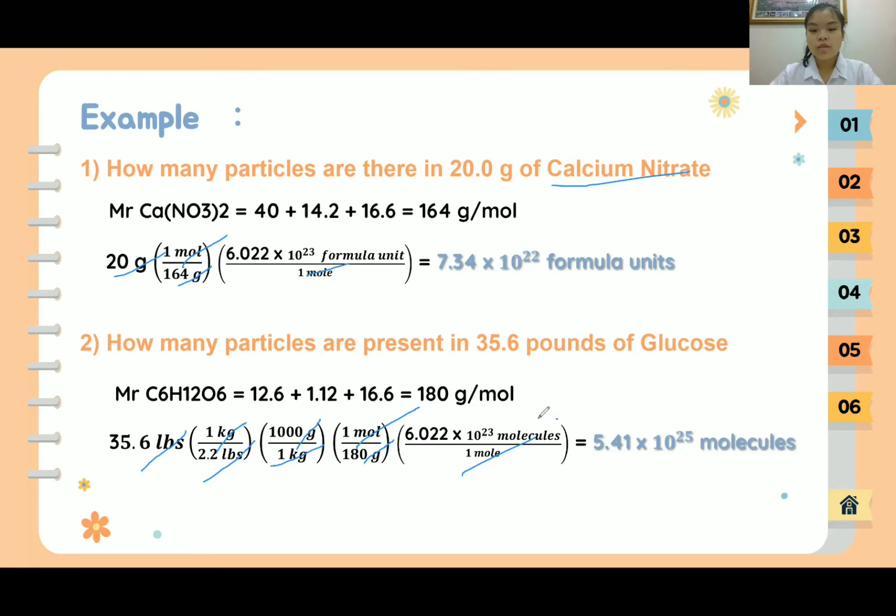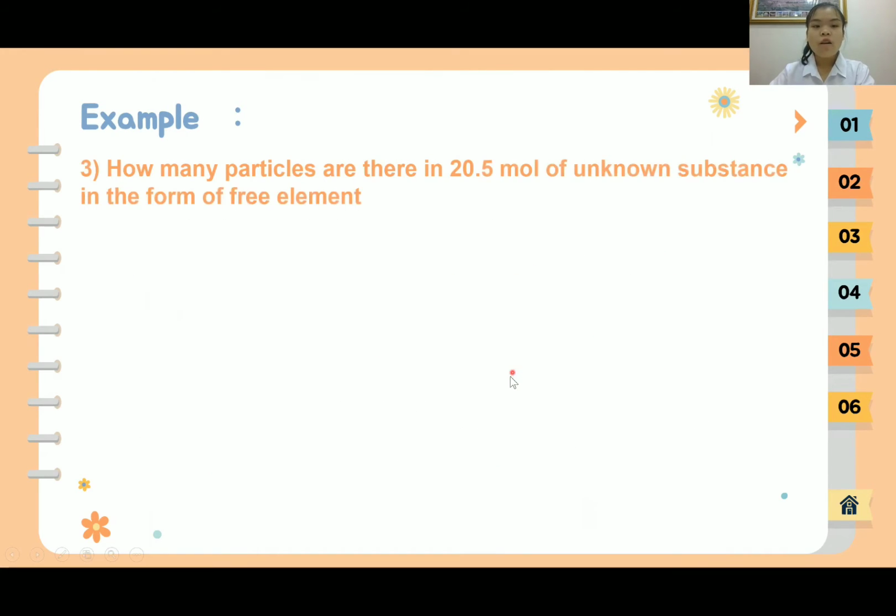And remember, it is using molecules because this is a covalent compound. And the result will be 5.41 times 10 raised to 25 molecules. Third example. How many particles are there in 20.5 mole of an unknown substance in the form of free element?